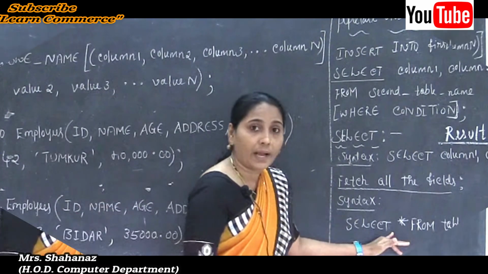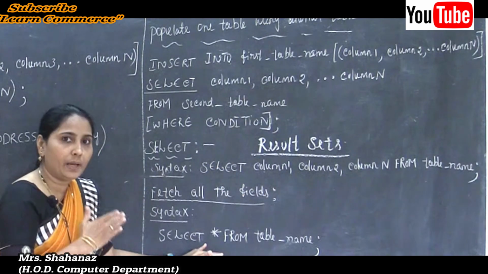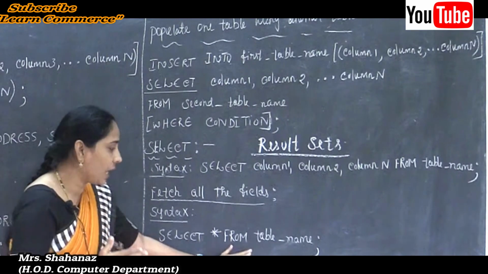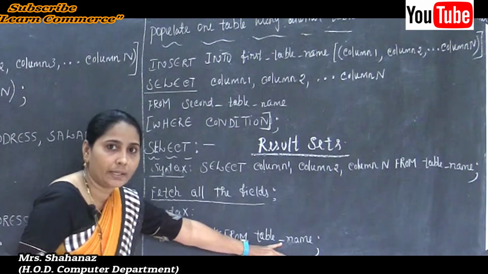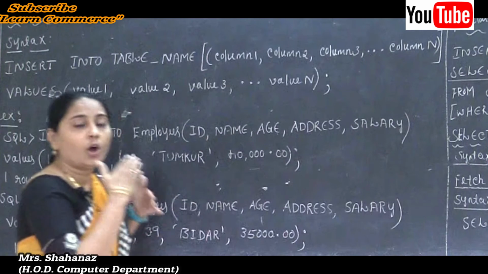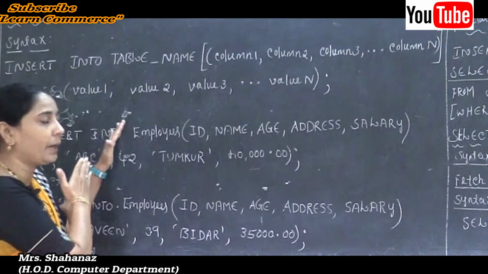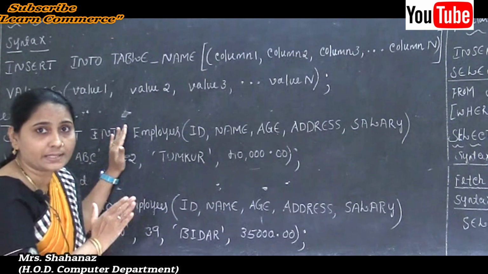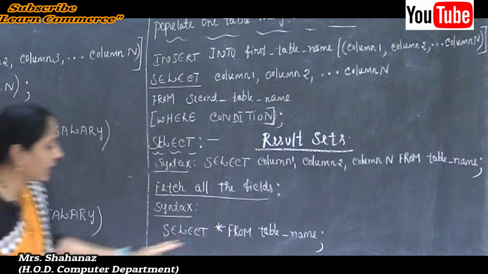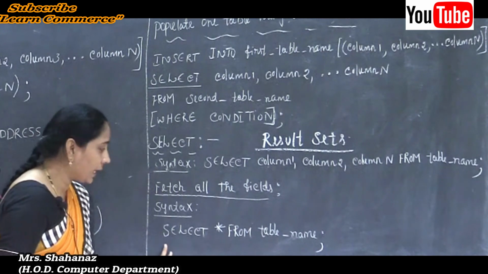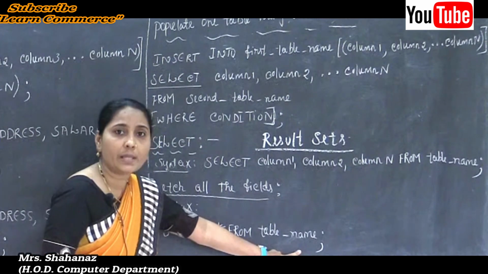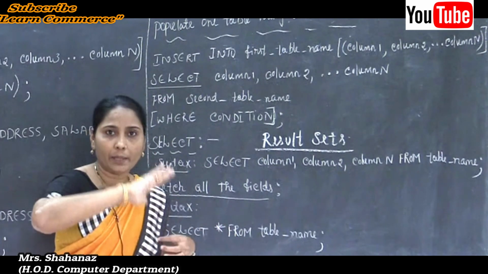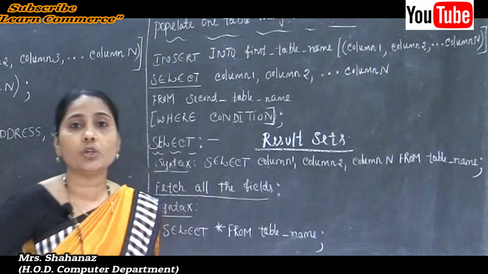So if you want to access all columns from the table employee, we use the syntax select star from table_name. At that time, whatever records we created in the employees table, everything is going to be displayed in our result set. Is the meaning clear? Otherwise, the example we use is: select star from employees, semicolon. When you press the enter button, whatever records we created in table employee, everything is displayed.